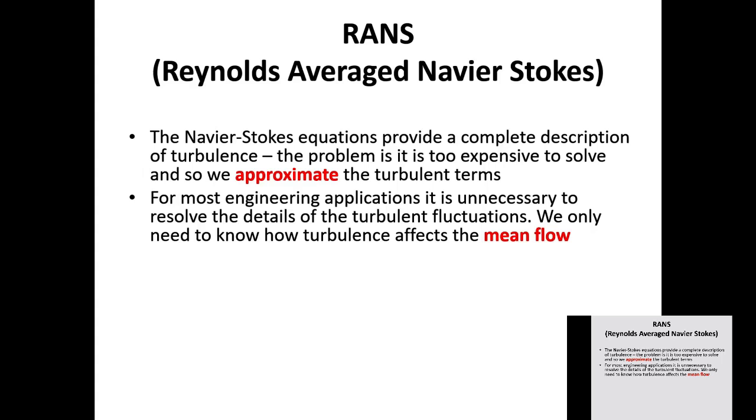So the Reynolds-averaged Navier-Stokes equation provides a complete description of turbulence, if you want to do that. What we do is approximate the turbulent terms, because for most engineering problems we don't really need the details of turbulence. We only need to appreciate that it is turbulent, and if you can resolve the flow field accurately enough, that is enough.